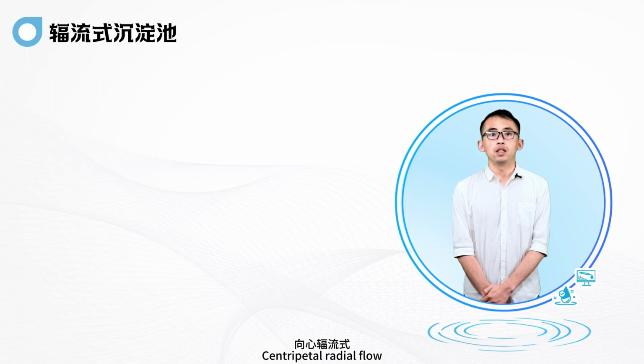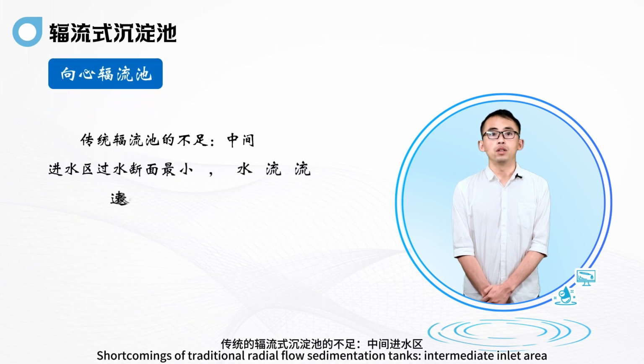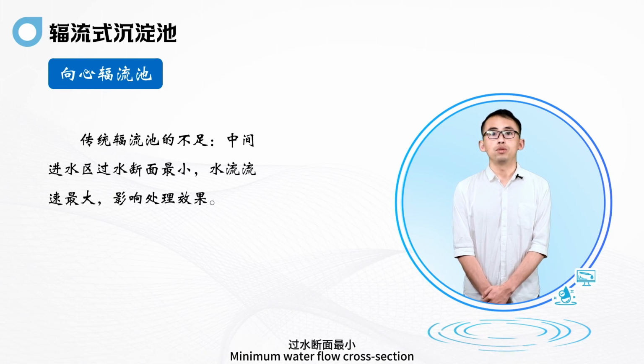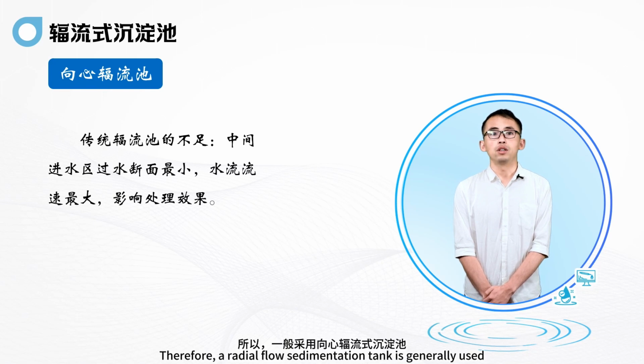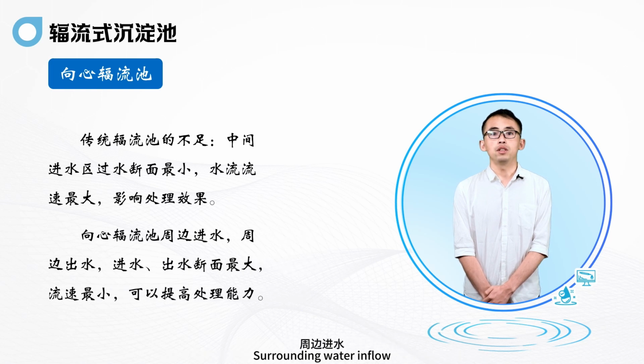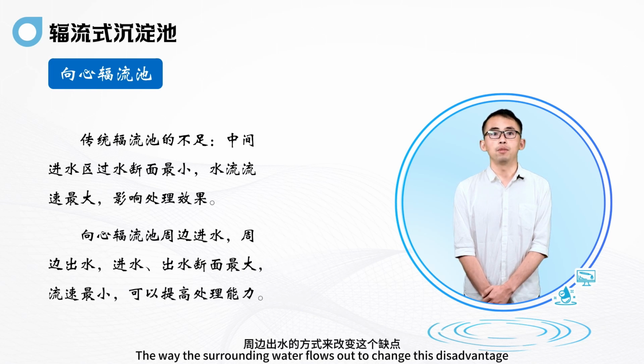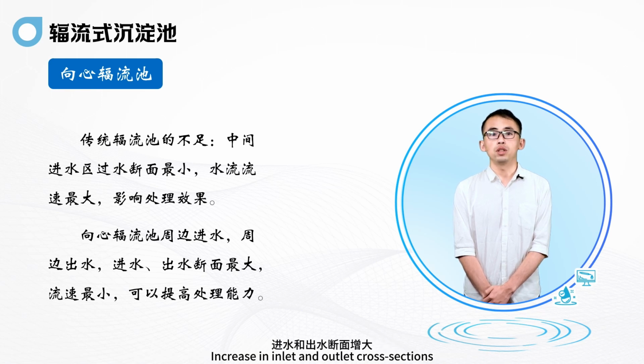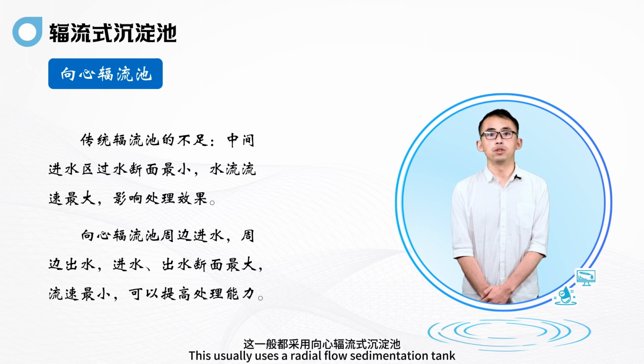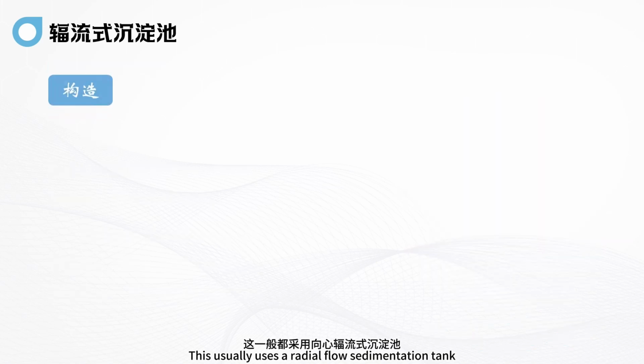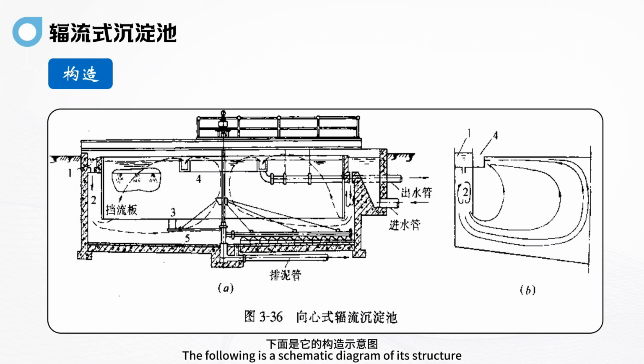Shortcomings of the traditional center-inlet radial flow sedimentation tank: the intermediate inlet area has the minimum water flow cross-section and high water flow velocity, which affects processing effectiveness. Therefore, a radial flow sedimentation tank with surrounding water inflow and surrounding water outflow is generally used to change this disadvantage. It increases the inlet and outlet cross-sections and minimizes the flow rate, which can improve processing power. The following is a schematic diagram of its structure.